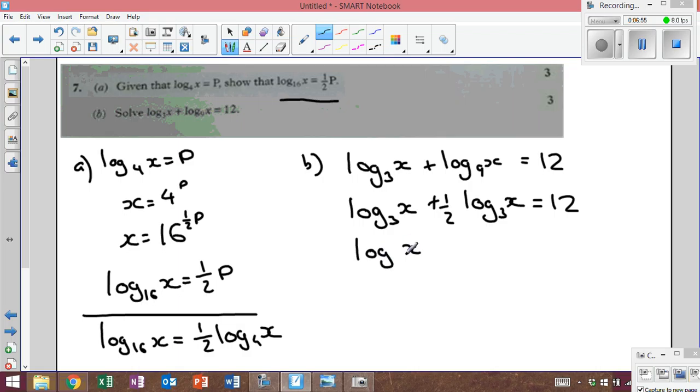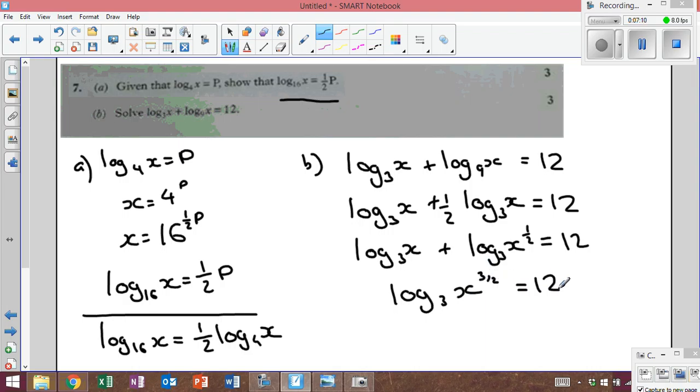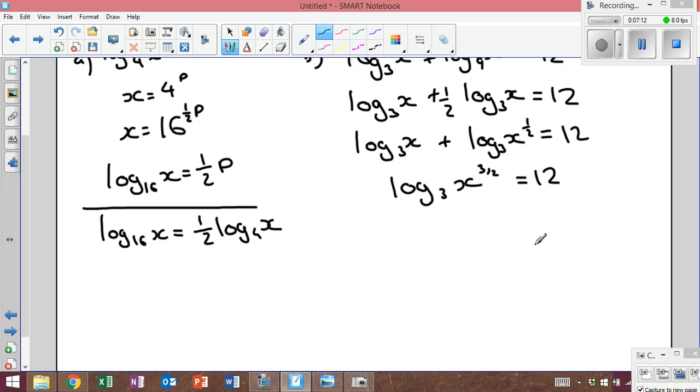So it's log x to the base 3 plus log x to the base 3 of a half is equal to 12. We're adding logs now, so that's log 3 of x times x to the power half, which is x to the power 3 halves, equals 12. And then we've got a situation where we can rewrite in exponential form. So x to the power 3 halves is equal to 3 to the power 12, and then it's just sums.